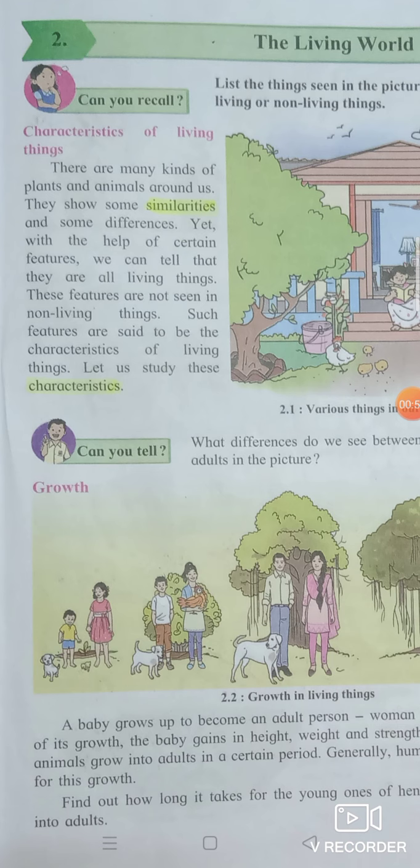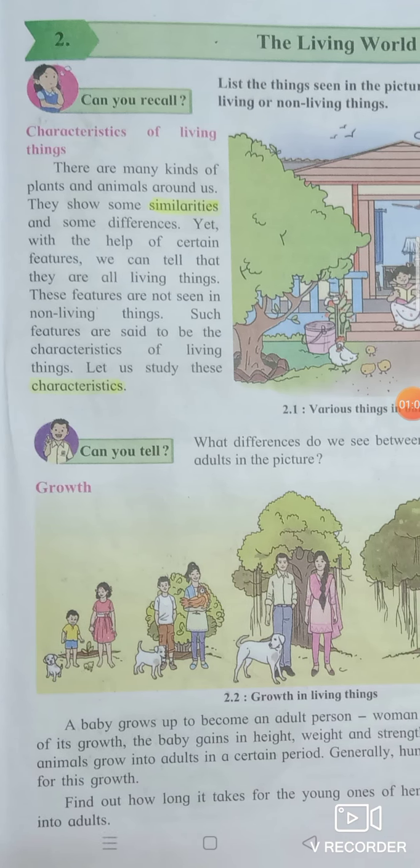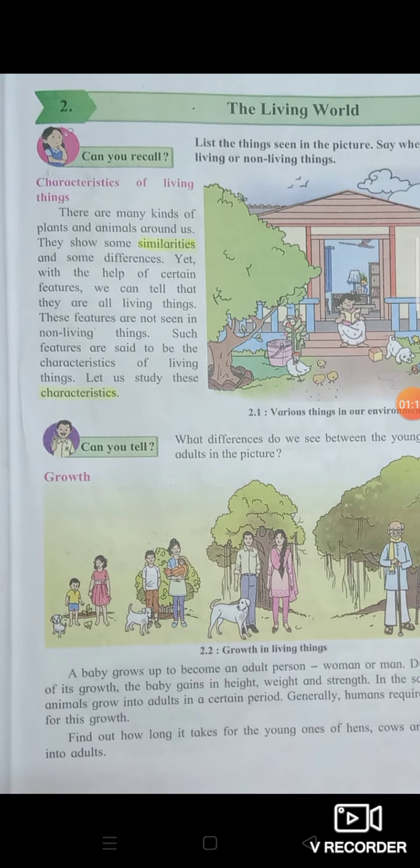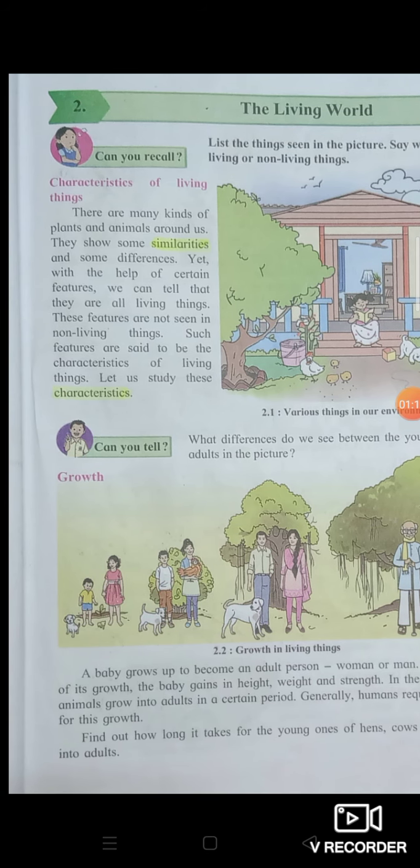Okay, so with the help of certain features we can tell that they are all living things. These features are not seen in non-living things. Such features are said to be the characteristics of living things. Let us study these characteristics. We are going to see in this chapter what the characteristics of living things are. Okay, so the first characteristic is what?